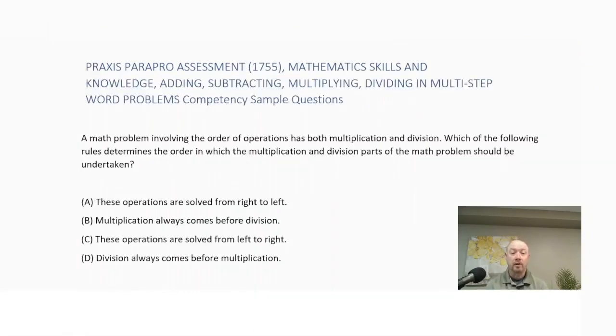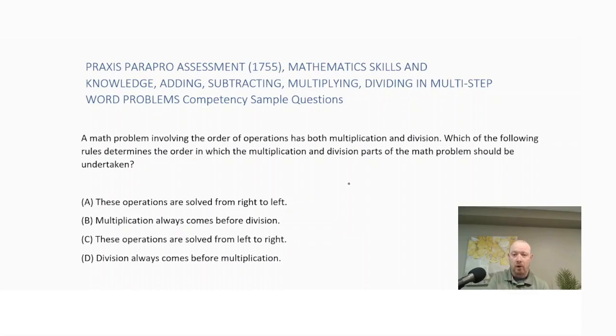A math problem involving the order of operations has both multiplication and division. Which of the following rules determine the order in which the multiplication and division parts of the math problem should be undertaken? Is it A, these operations are solved from right to left? Is it B, multiplication always comes before division? Is it C, these operations are solved from left to right? Or is it D, division always comes before multiplication?